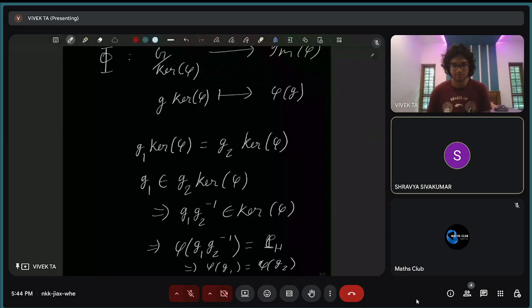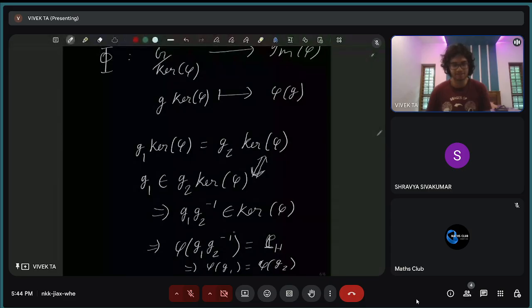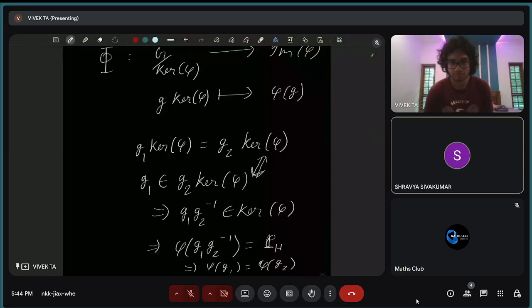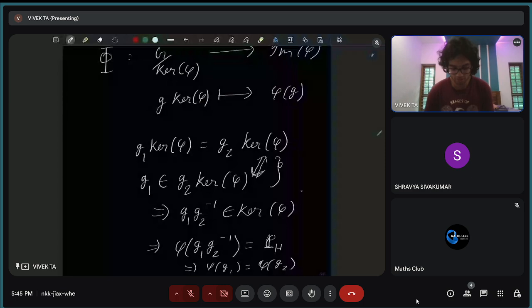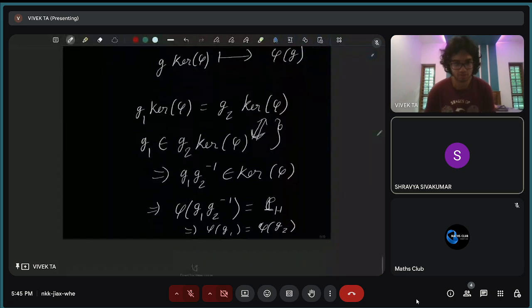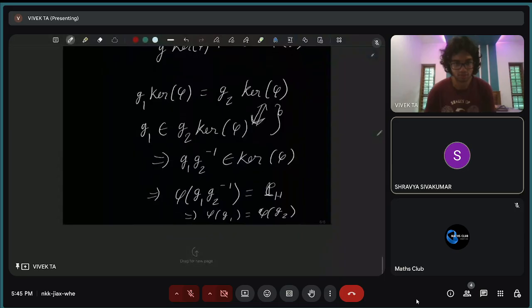Once again, I just need to go through it. If you understood this transition, then these parts are just group theory properties. Can you just repeat it again? This part, or the whole thing? No, how you went from g1 kernel phi to the next step.